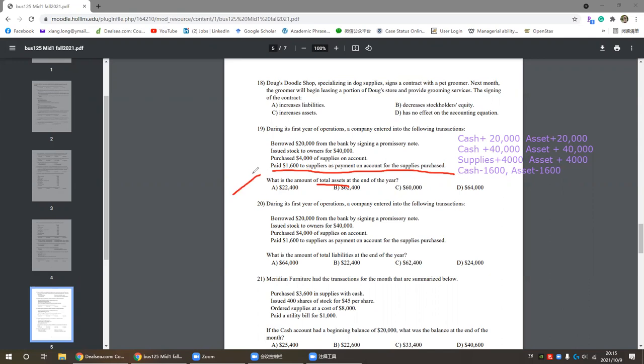So how should we write the journal entry in this case? We credit our cash by 1,600, and on the other side, our accounts payable decreases, so we need to debit our accounts payable by 1,600. So the correct journal entry should look like this. You see the only asset account is cash. So what would be the total asset at the end of the year? We use 20,000 plus 40,000 plus 4,000 minus 1,600, and that's how we get the answer of B. So make sure you understand how to do these kinds of questions.